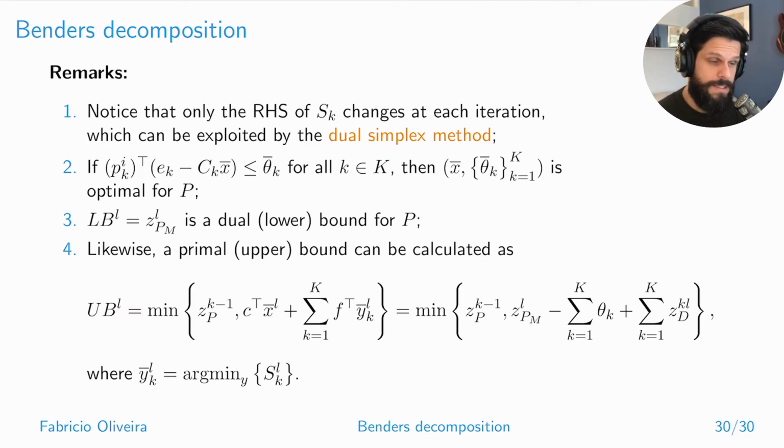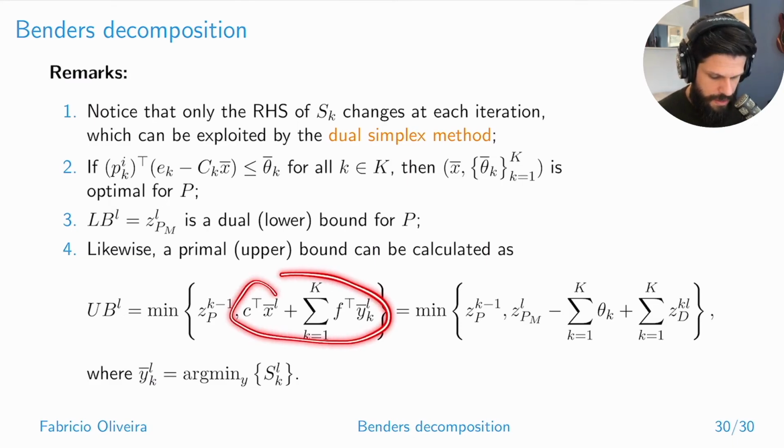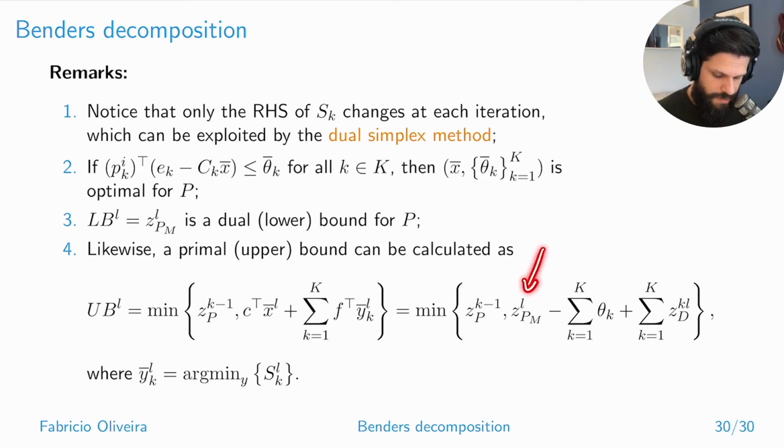So one practice we have is to keep this min here. So we are keeping the best upper bound we found so far. Remember, this is a minimization, so these are primal bounds, therefore upper bounds. So you just pick the smallest of them. And of course, it's not really hard to see that this value is exactly the objective function of the main problem, discounted the value of the theta variables, added the value of the objective functions of the subproblems.